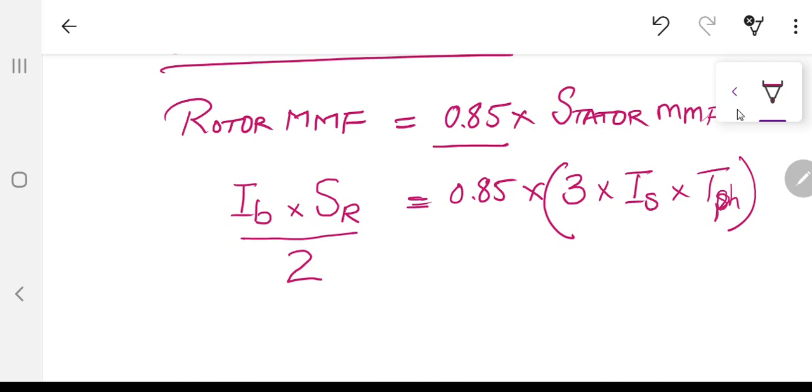Why? Because even if it's a 2-pole machine or a 2-pole rotor in this case, half of the slots in the rotor are going to be a cross, and for half of the slots there is going to be a dot. So practically it's going to be SR divided by 2 number of turns for the rotor. So I hope you understand that you have to multiply IB, which is the bar current, by SR divided by 2. And this IB again is the RMS current. This is very important. This is the RMS current, just like IS was the stator current.